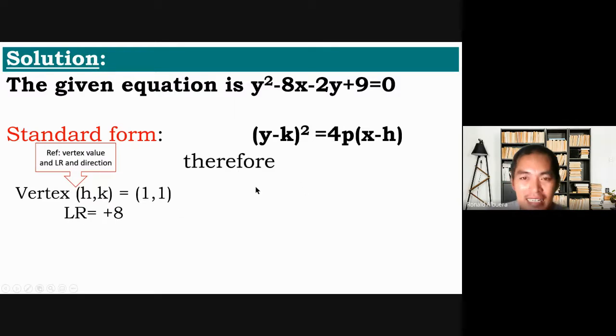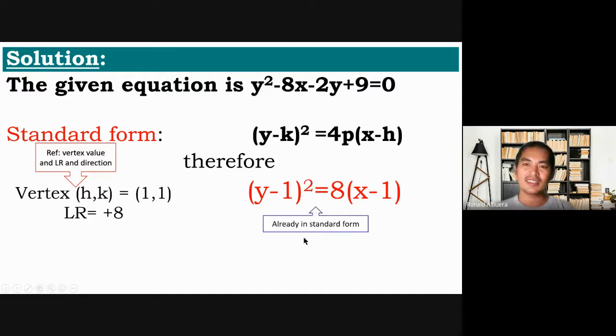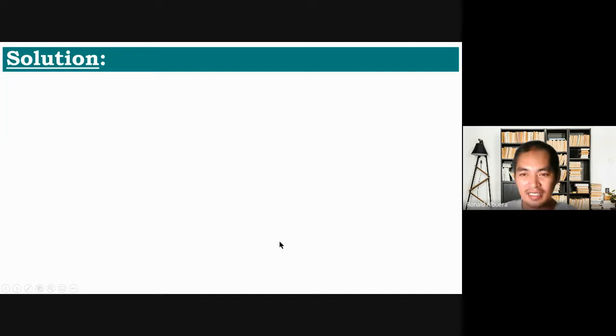So, madali lang naman. Therefore, y, kasi meron ka ng vertex. Pag may vertex ka na, ito na. So, y minus 1 squared equals, ang LR natin ay positive 8. So, lagyan mo na lang ng 8 times x minus 1. Di ba? Hindi na kayo nag-apply ng completing the square. Ang ginawa natin, technique na lang po. Shortcut technique. Okay? On how to write this in standard form. See? It's easy. And that is already in standard form.